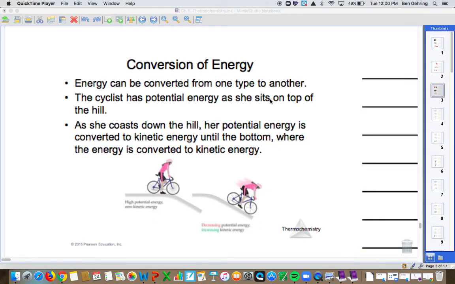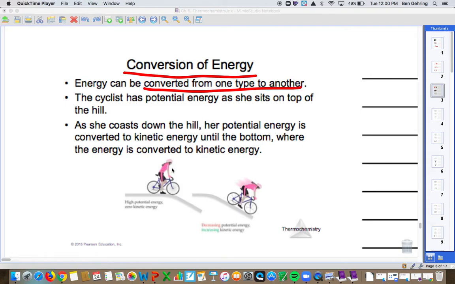And then when this happens, we have energy being transferred. And so energy has the ability to be converted. This is really important, and this makes up our conservation of energy, which means that energy can't be created or destroyed, but we can convert it from one type to another.